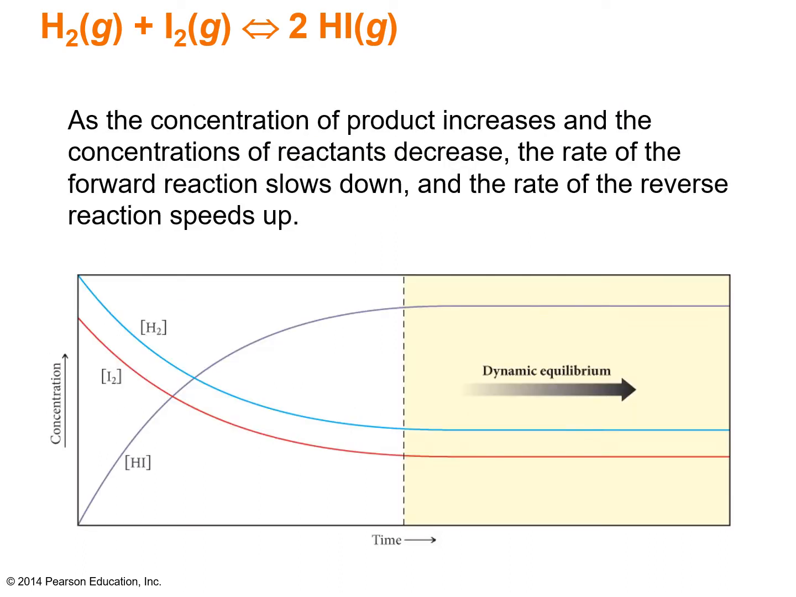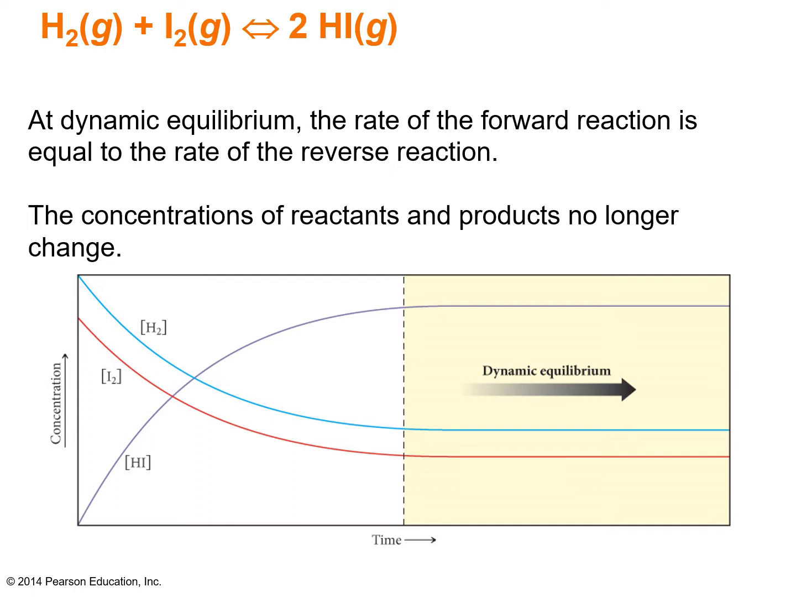As the concentration of product increases and the concentration of reactants decreases, the rate of the forward reaction slows down and the rate of the reverse reaction speeds up. So just looking at this image, looking at this description, we know that we're talking about the initial phase of a reaction. At dynamic equilibrium, the rate of the forward reaction is equal to the rate of the reverse reaction, and we can see this as two parallel lines.